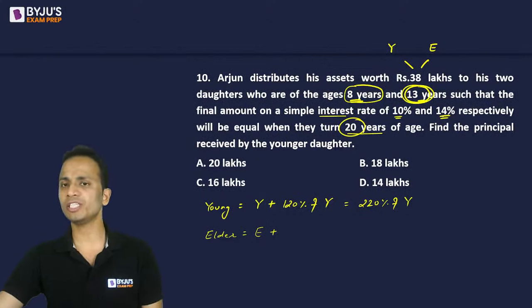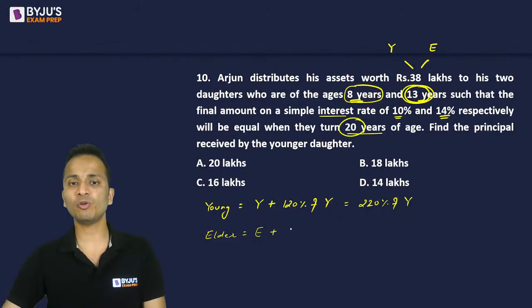So the total percentage interest that she will get will be 7 multiplied by 14. Now 7 multiplied by 14 is 98 percentage of the original value. So this is equal to 198 percentage of E. All right, now this money is equal.